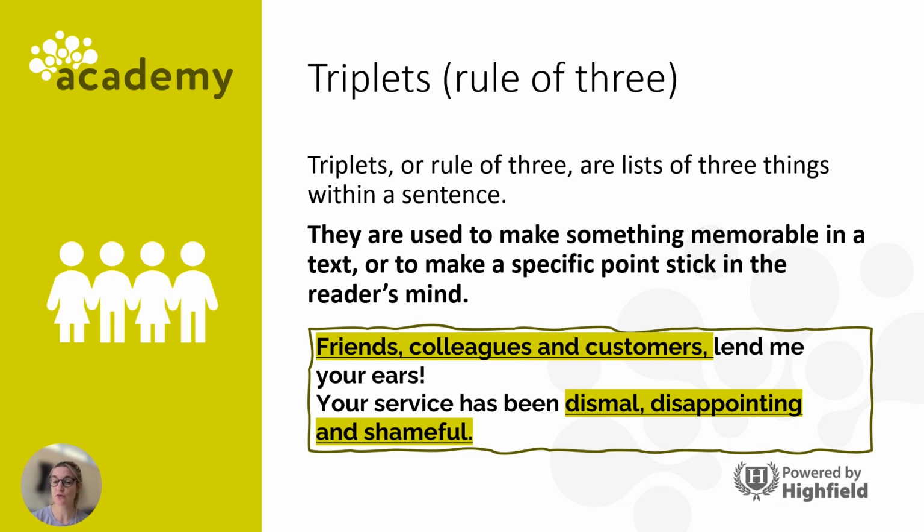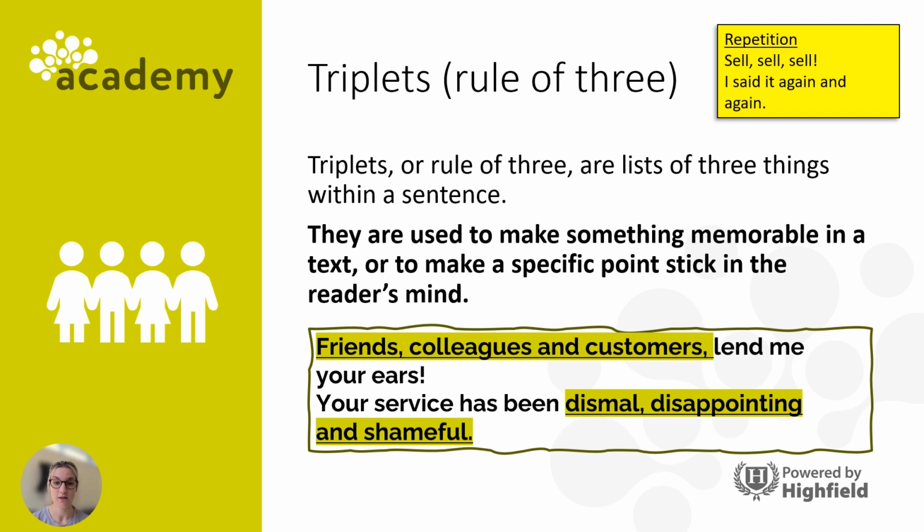Now, these can also be repetitive, or we may talk about repetition in a text. So for instance, you might see examples like sell, sell, sell, or I said it again and again. So this is a device that can be used within a text which has a similar effect to a triplet. And again, it's designed to stick in the reader's mind and emphasize a specific point.